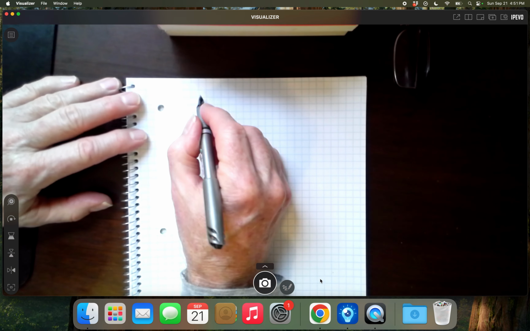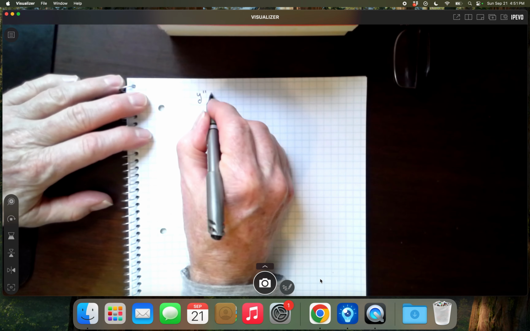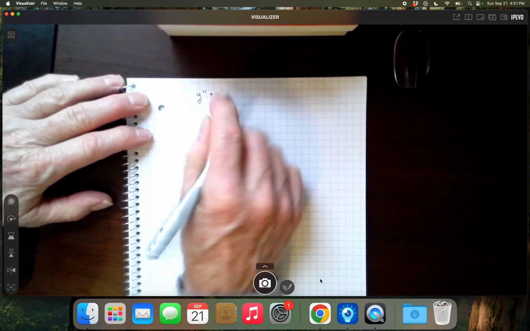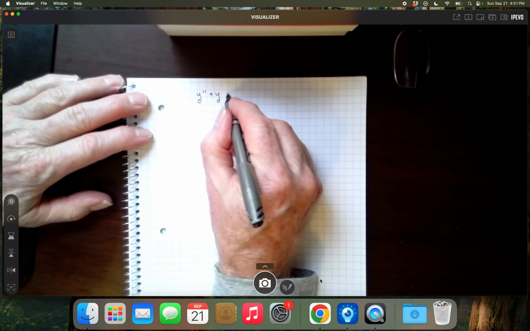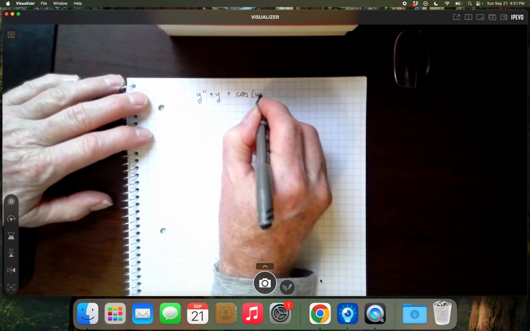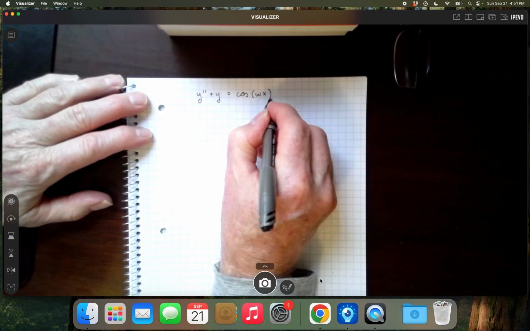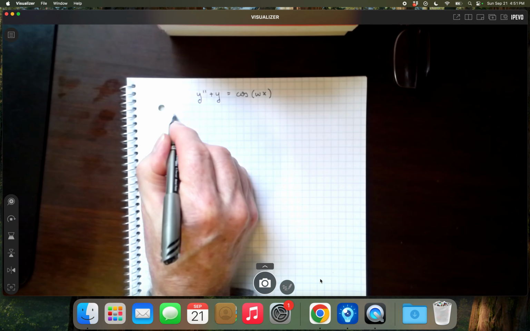Well, one final example of complexifying a function is when we look at a second-order ODE, a second-order linear ODE. Here it goes. y double prime plus y. Well, this happens to be a harmonic oscillator. And let's apply cosine omega x on the input of that.